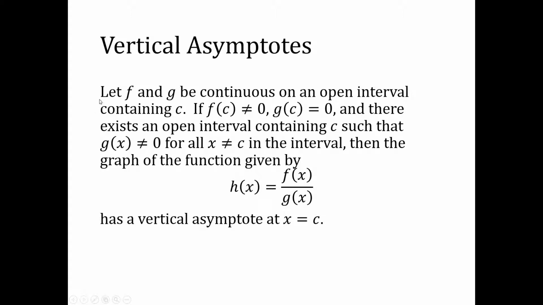Finding vertical asymptotes: let f and g be continuous on an open interval containing c. If f of c does not equal 0 and g of c does equal 0, and there exists an open interval containing c such that g of x does not equal 0 for all x not equaling c in the interval, then the graph of the function given by h of x equals f of x over g of x has a vertical asymptote at x equals c. That's a lot of words.